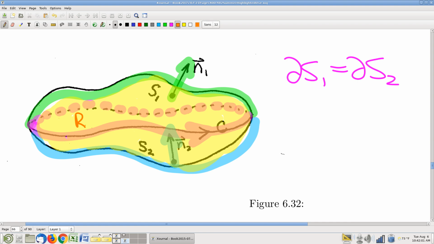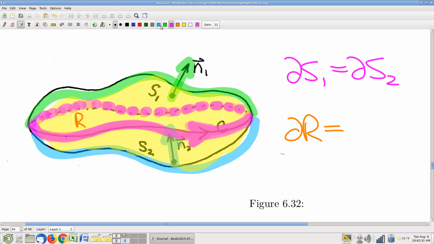Okay, and I need to recolor some of these things. This is purple. So there's my boundary curve. We have this solid on the inside, and I want to ask the question: is it true that the boundary of R is made up of S1 and S2? Well, yes, the boundary of R is made up of S1 and S2. Now, just for clarity, I need this to look blue because that's my blue boundary arrow. What is the boundary of R?